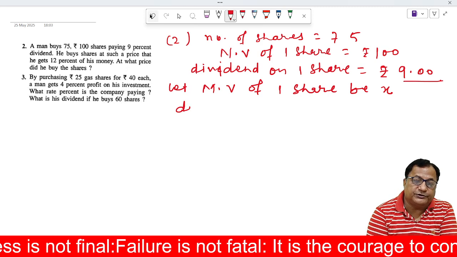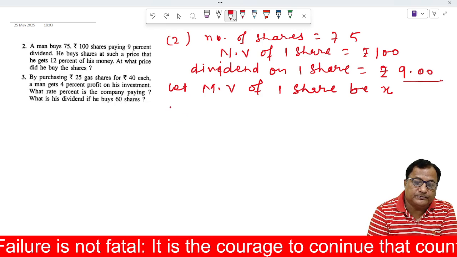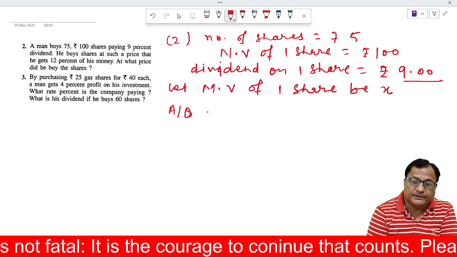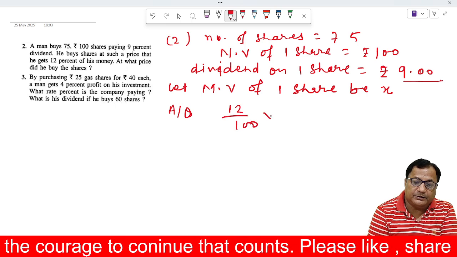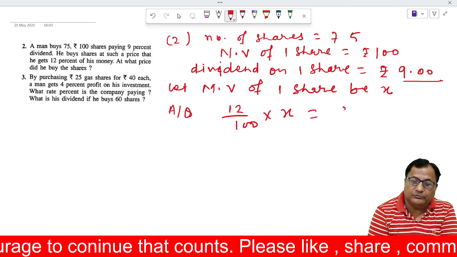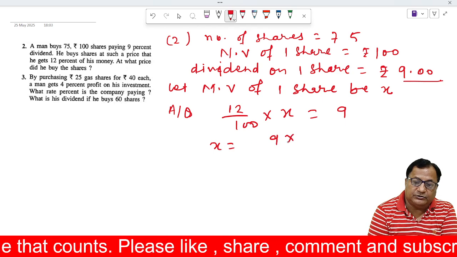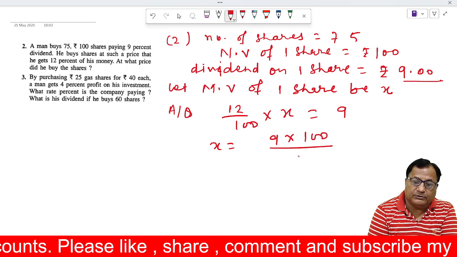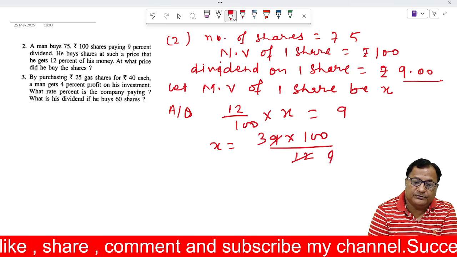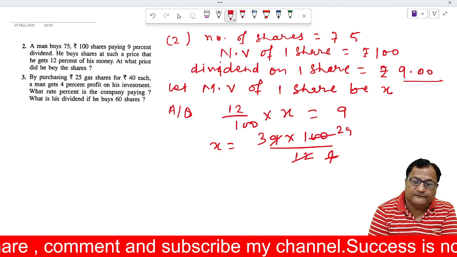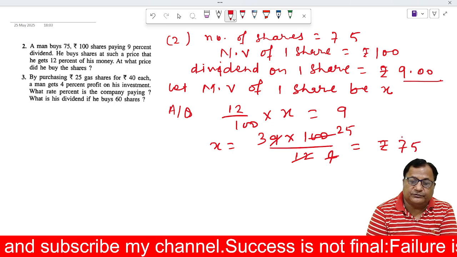So according to the question, 12 by 100 into X is equal to rupees 9. So X is equal to 9 into 100 by 12, which is rupees 75. So this is the answer.